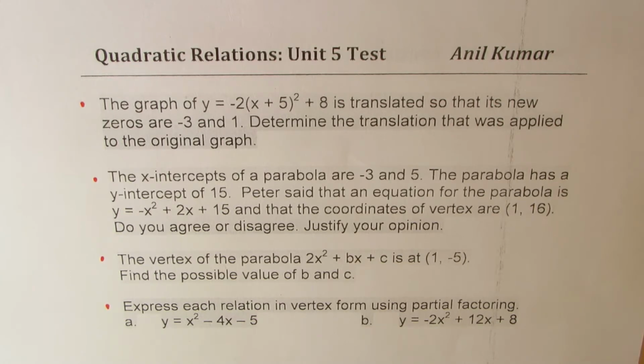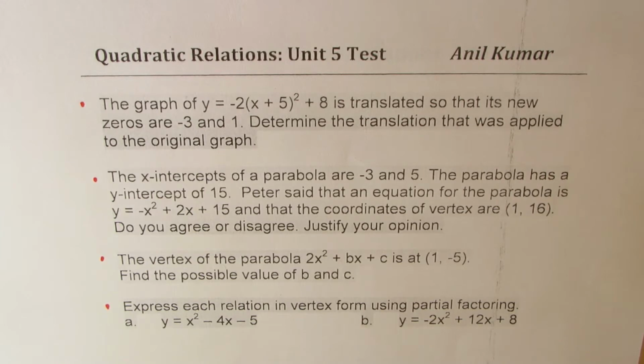Question number 1: the graph of y equals minus 2 times (x plus 5) whole squared plus 8 is translated so that its new zeros are minus 3 and 1. Determine the translation that was applied to the original graph.